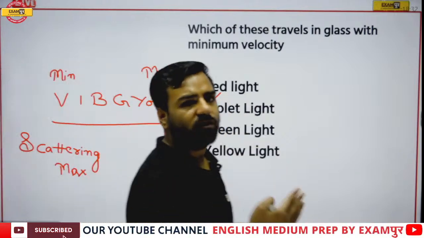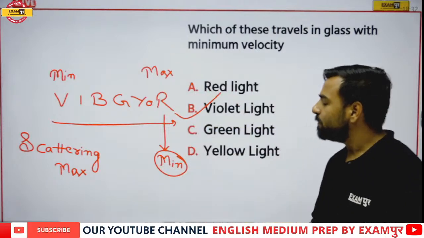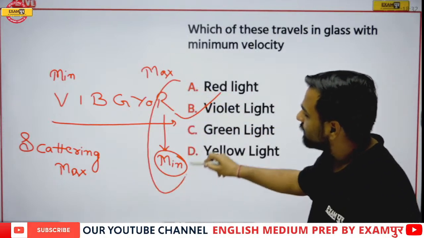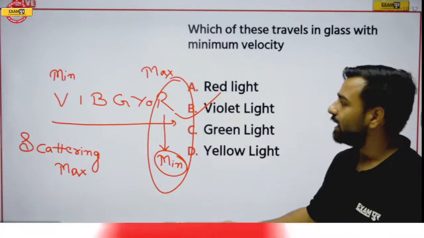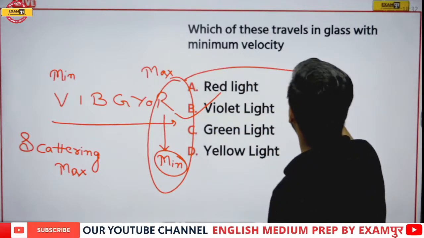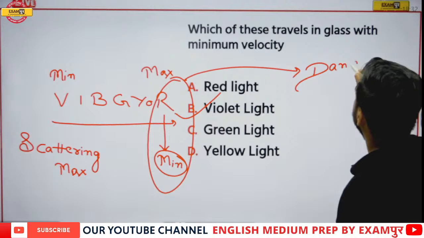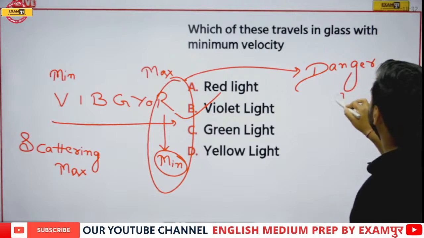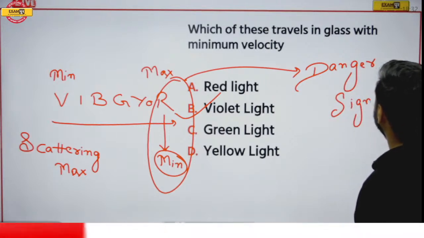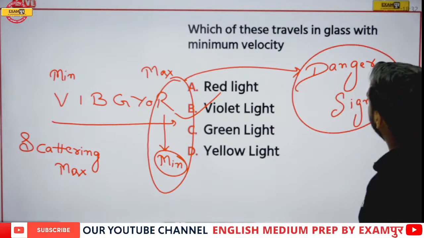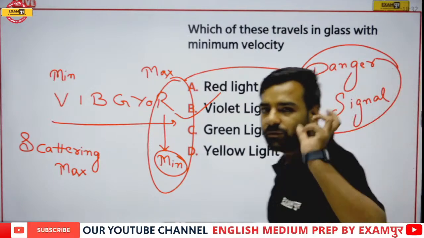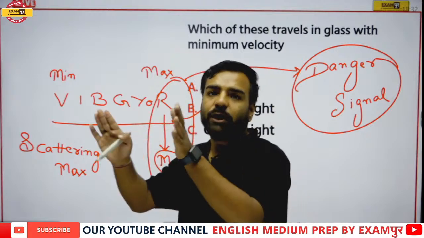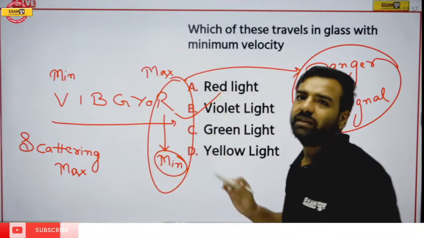So this sequence order of Vibgyor is important. Please remember, because of this fact, that red is scattering the least, that's why this red color is actually used in the danger signals. Whenever we are talking about danger signals, we know about red light because we can see this red color from far away since it is not going to scatter. That's why we are using it in the danger signal.